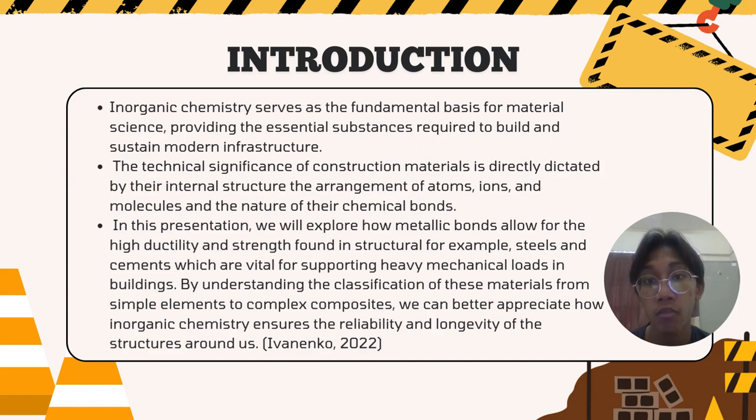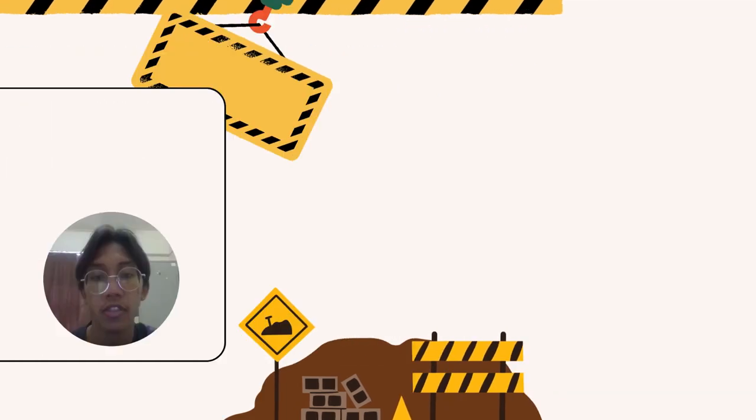In this presentation, we will explore how metallic bonds allow for the high ductility and strength found in the structure. For example, steel and cement, which are vital for supporting heavy mechanical loads. By understanding the classification of these materials, from simple elements to complex composites, we can better appreciate how inorganic chemistry ensures the reliability and longevity of the structures around us.